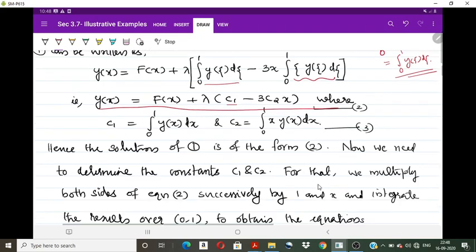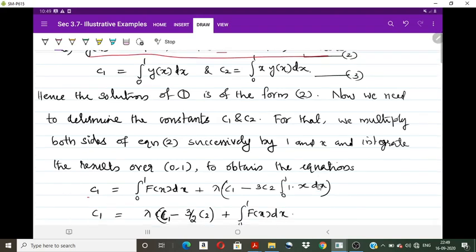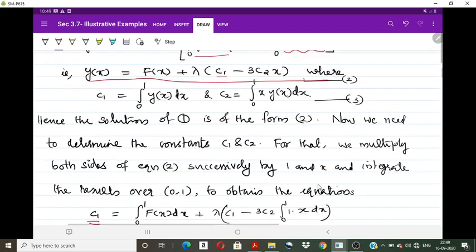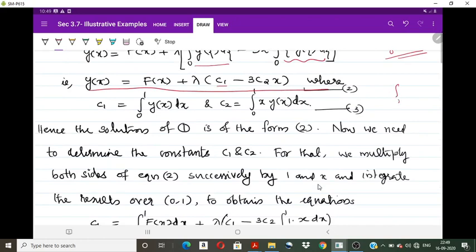So first we write the first equation. Here g1 of x is 1 itself, so there is no need to multiply with anything. Then integrate from 0 to 1. So we have integral 0 to 1 y of x dx, that is named as C1. So the left side of the equation will be C1 equal to, in the second equation, integral 0 to 1 f of x dx as the first term on the right hand side. Then plus lambda into C1 into integral 0 to 1 dx, that will be 1 itself.